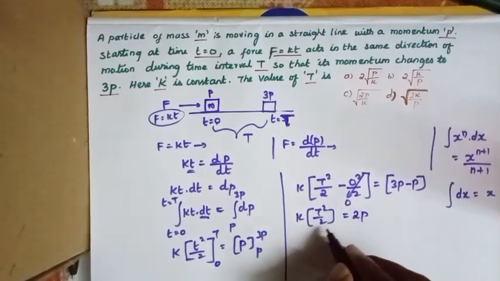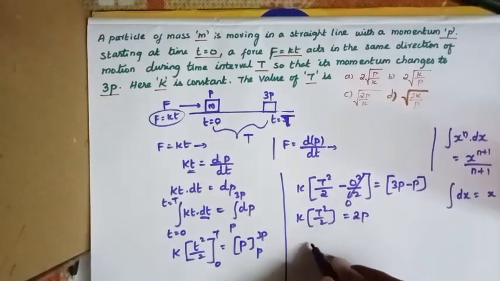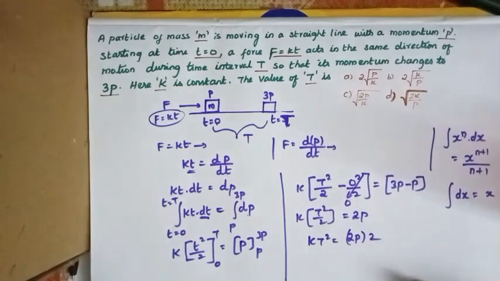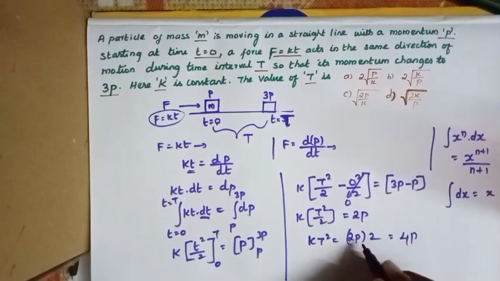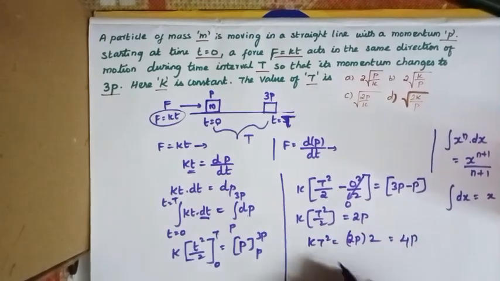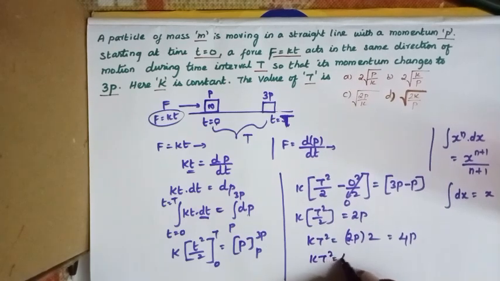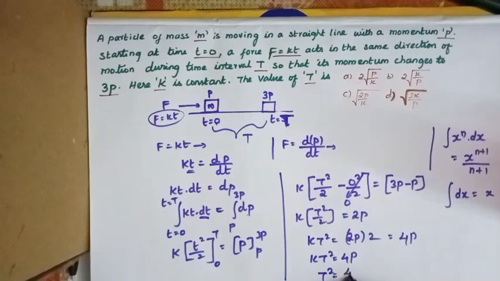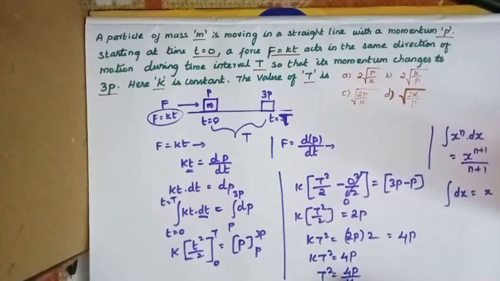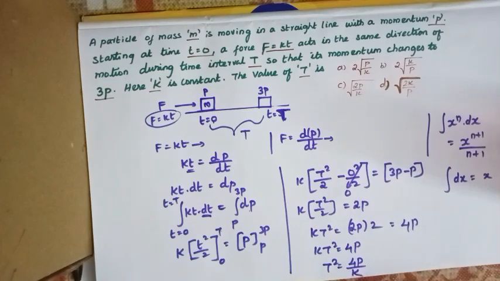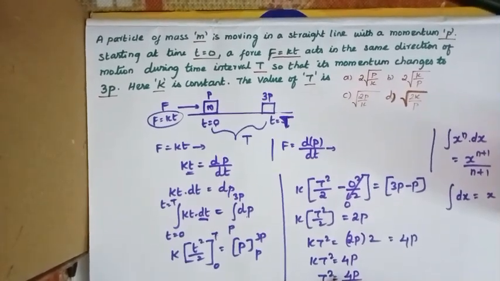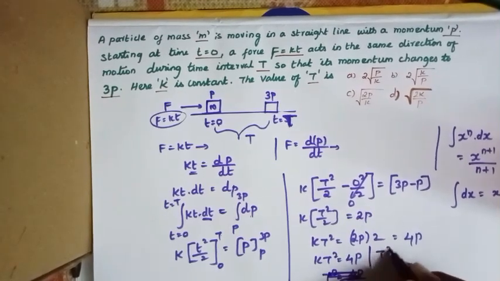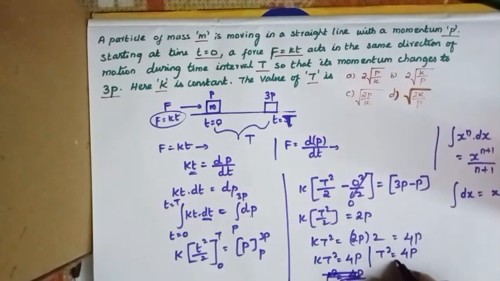Now take this 2 to this side, you will get k t square equal to 2p into 2, so this becomes 4p. So kt square equal to 4p. Find the value of t from this, you will get t square equal to 4p by k. I hope you can see this, so I'm writing this again here: t square equal to 4 times p by k.